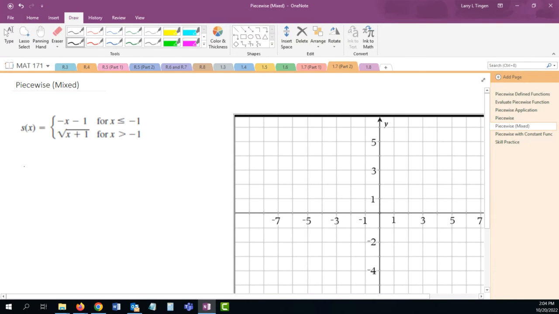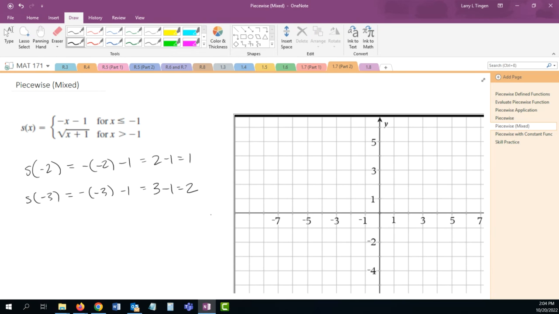So let's go get some pieces of this. I'm going to try s of negative 2. So that is negative negative 2 minus 1, which is 2 minus 1, which is 1. And let's do negative 3. Negative negative 3 minus 1, 3 minus 1, which is 2. Is everybody okay with what I just did there? Does everybody see where I got those numbers from and how they're being plugged in?